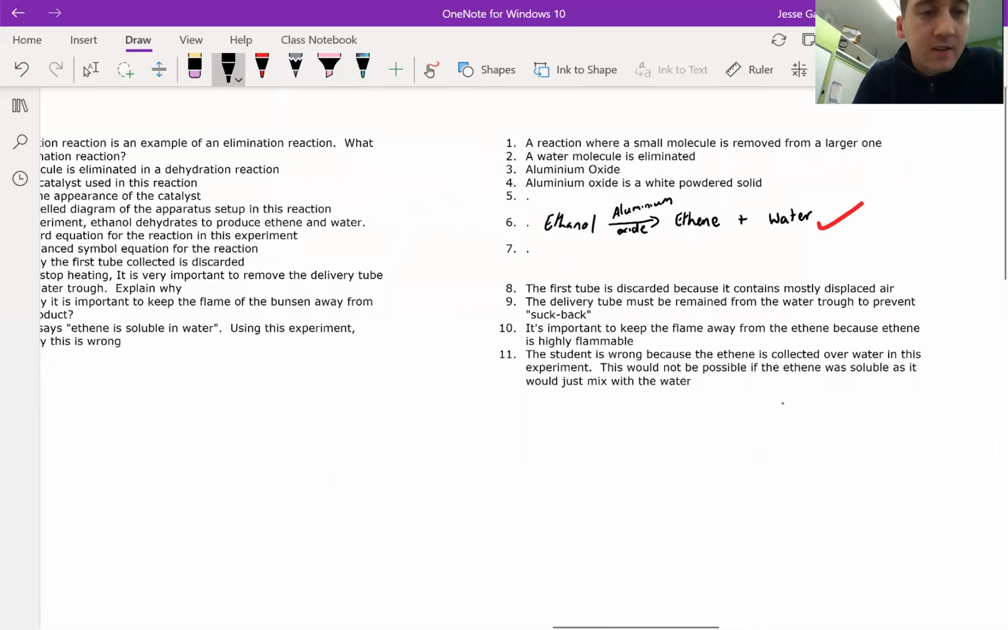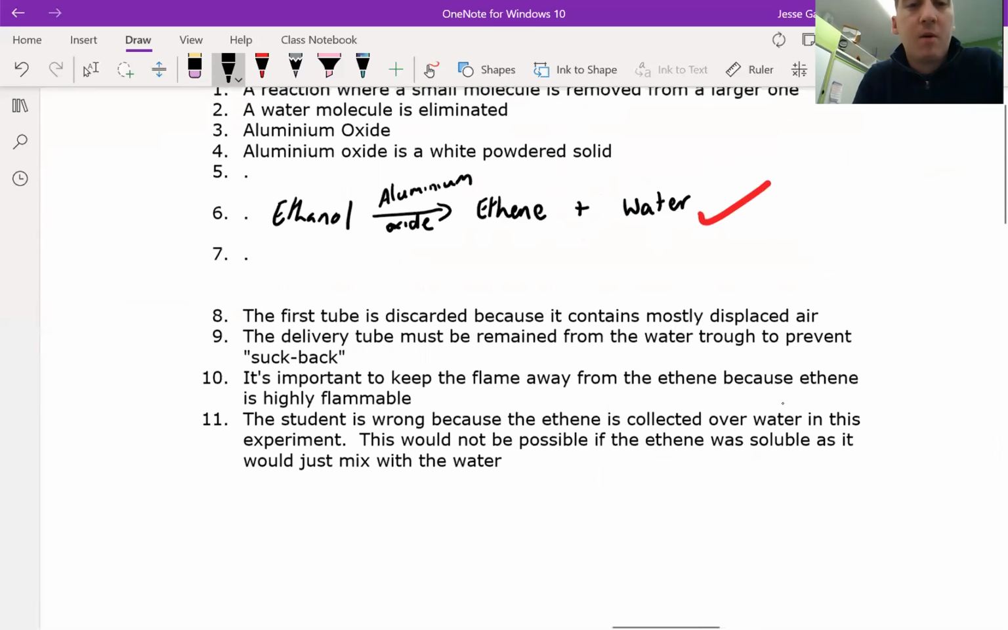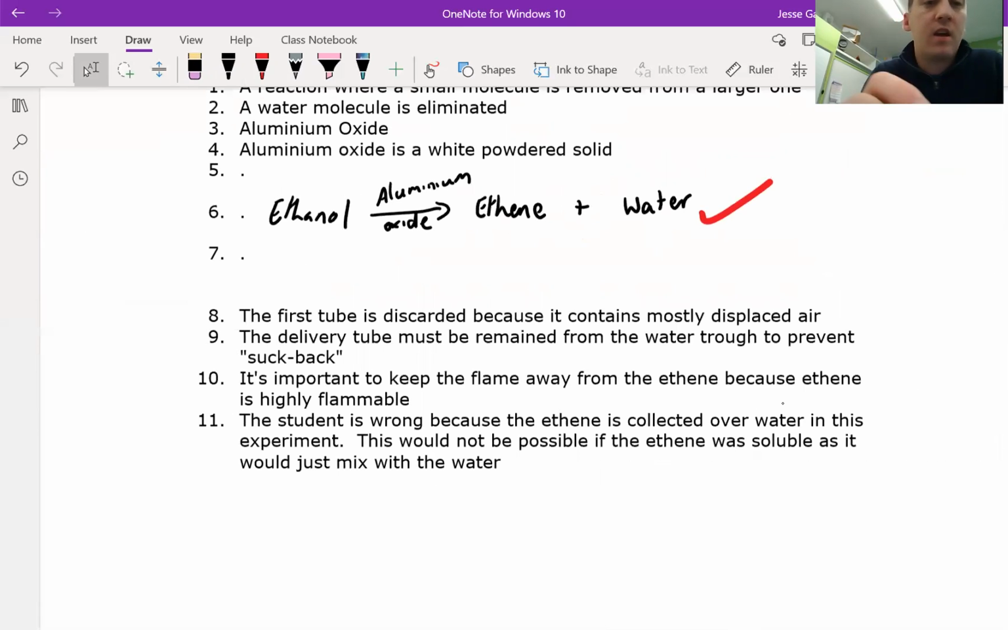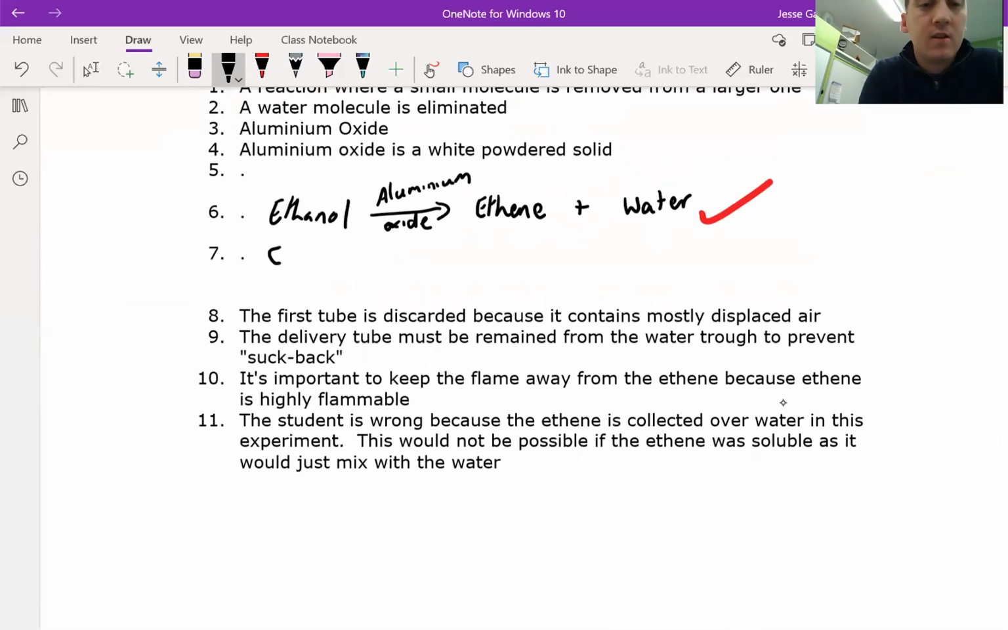Question 7 asked for a balanced symbol equation for this reaction. Well, I'm hoping you knew the equation for ethanol. If you didn't, I'm going to tell you now. So the formula for ethanol looks like this. C2H5OH. Arrow, the catalyst is Al2O3. So if you didn't know the symbol equation for ethanol, I want you to pause the video again now and try and write out the rest of that equation.